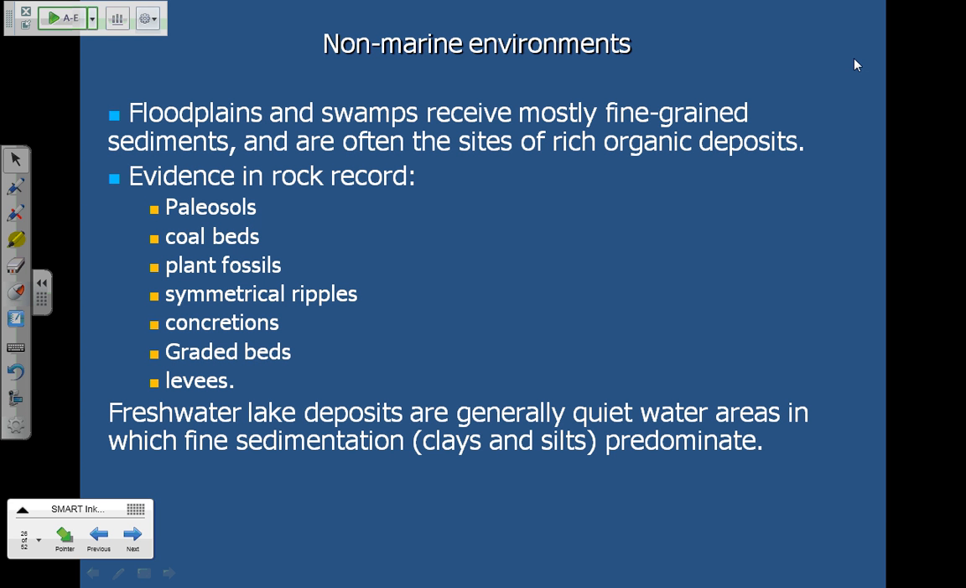Okay, evidence in the rock record. We can find paleosols, the former surface. Coal beds, plant fossils, symmetrical ripples. We can get symmetrical ripples in some cases, especially on land with wind gusts back and forth. Okay, that can create some symmetrical ripples, but only on very small particles. Concretions, graded beds, and levees. Okay, the levees are built up, they're natural on the side of a natural river system, so we're not talking about like the levees around New Orleans or whatever.